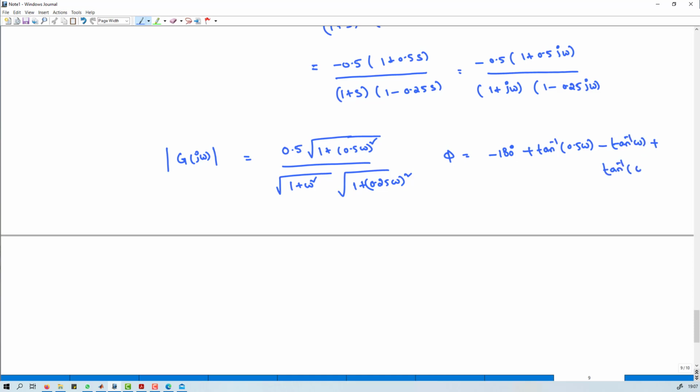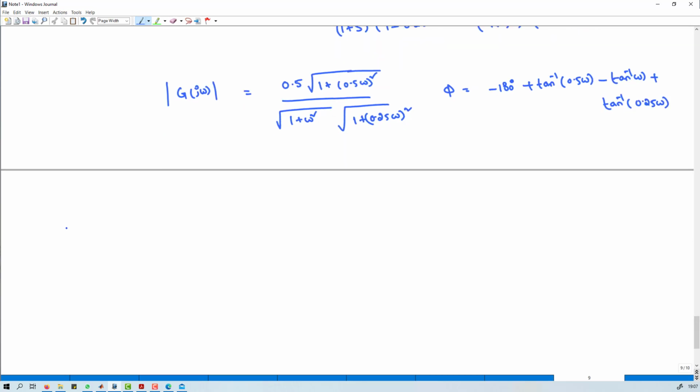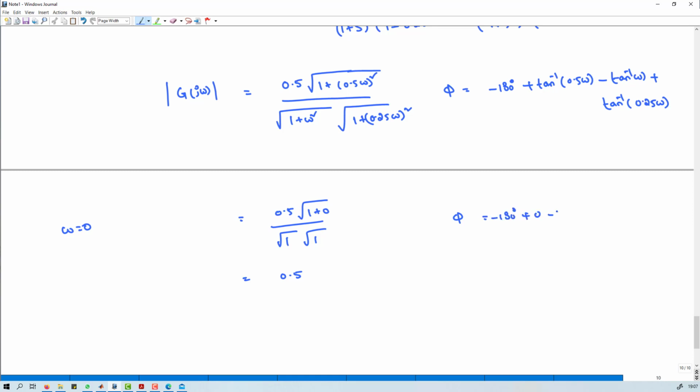So now it is going to plus, right? Plus tan inverse of 0.25 omega. So now we can get things very clear. At omega is equal to 0, 0.5 into 1 plus 0 divided by 1 plus 0. So obviously you will get 0.5 at omega is equal to 0 as the magnitude. And whereas phi is minus 180 plus the rest, everything is 0. So you will get minus 180 only. That is equal to minus 180.